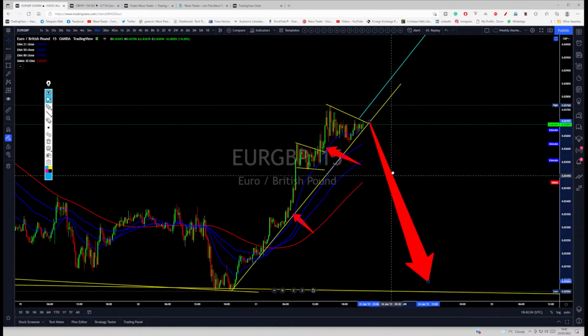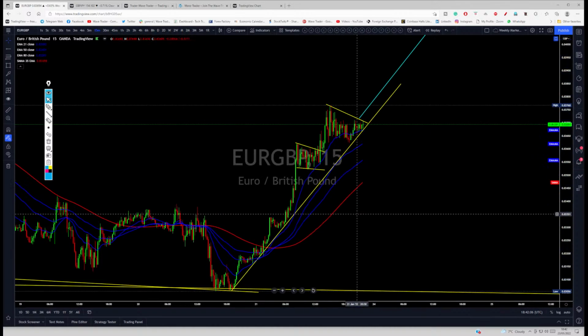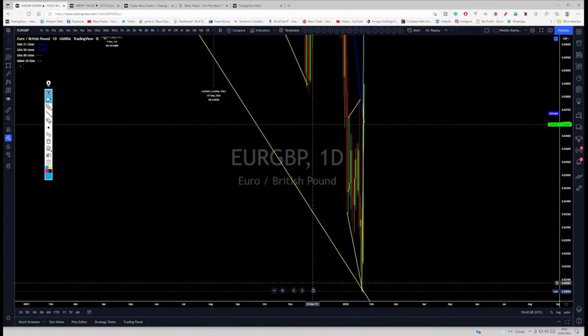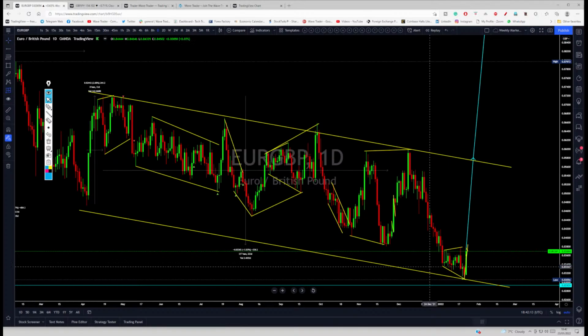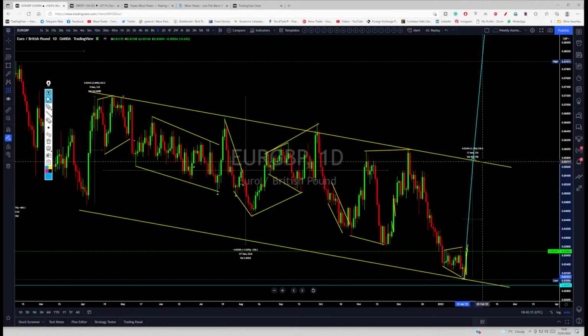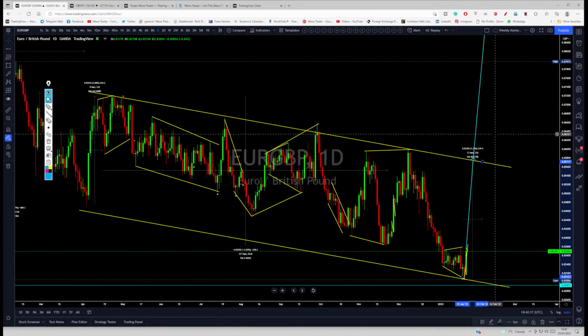So the target you are looking for on this chart is the trend line. This is the channel. That's the trade. Not a big trade.